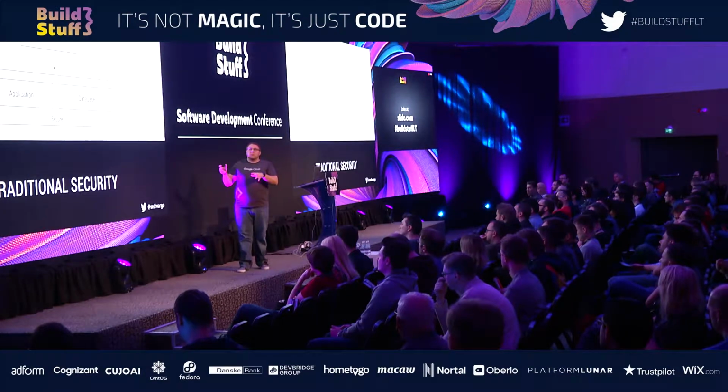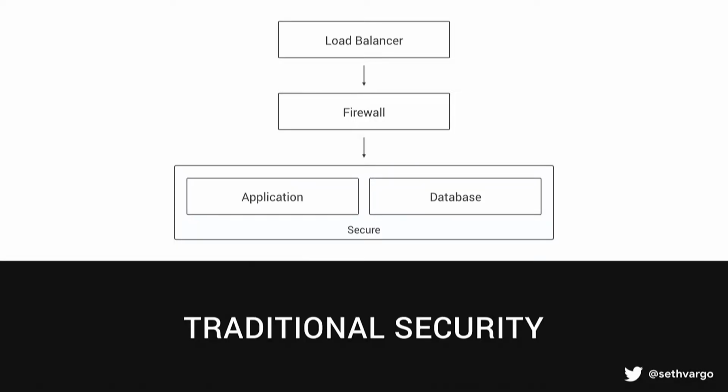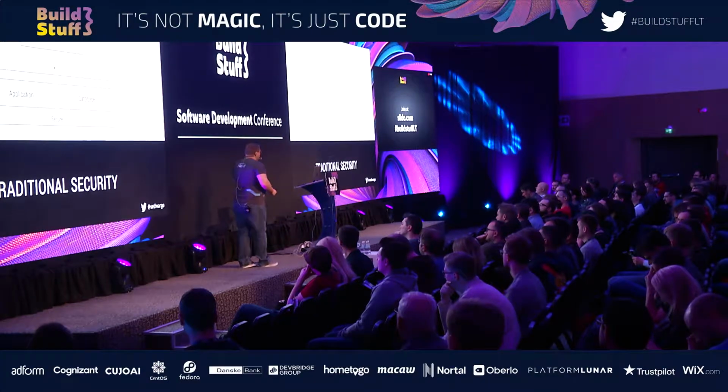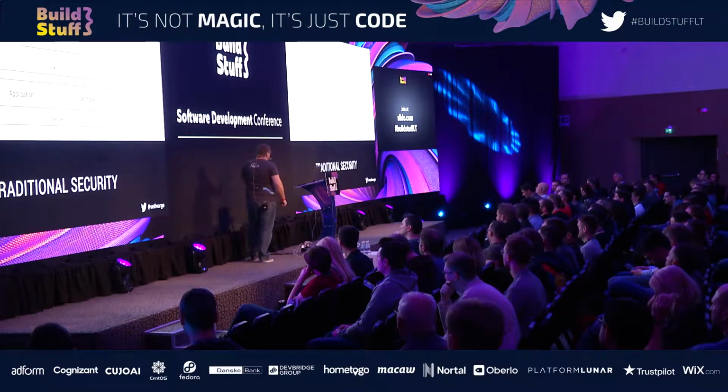And in this model, where we have one load balancer, one firewall, and one secure zone, the idea that we can wrap our applications in a padlock makes a lot of sense. That firewall there is the gatekeeper. Anything that goes in and out of that firewall is secured or not secured as dictated by our security team. And if you have this architecture, it makes sense to continue behaving this way.